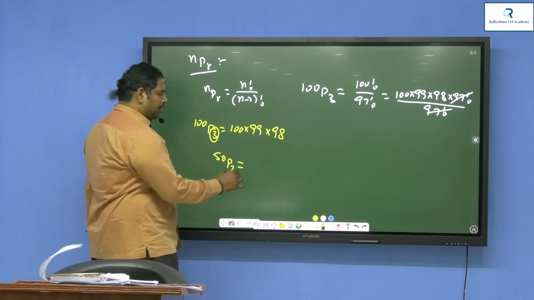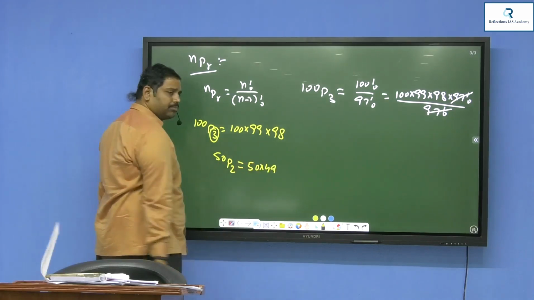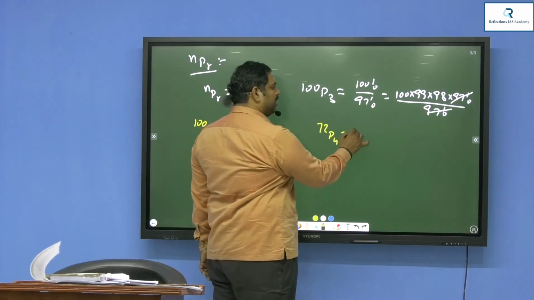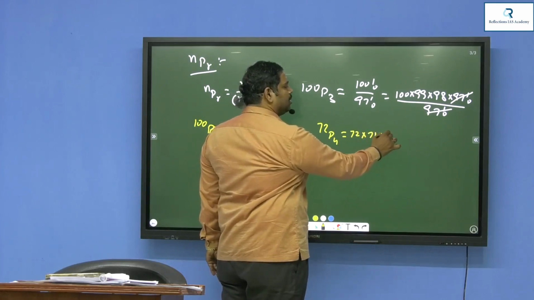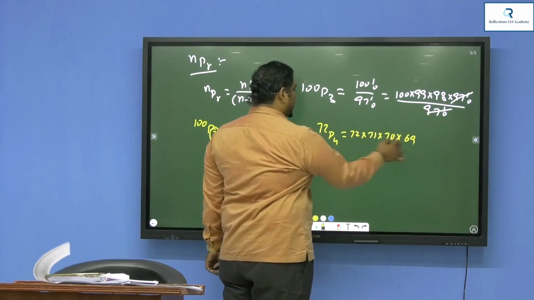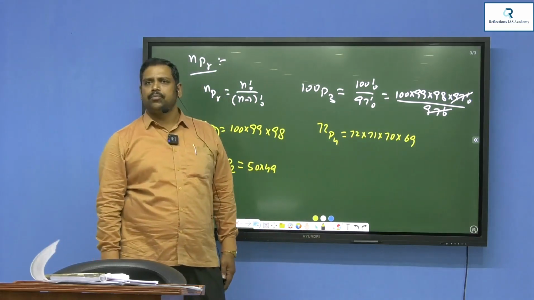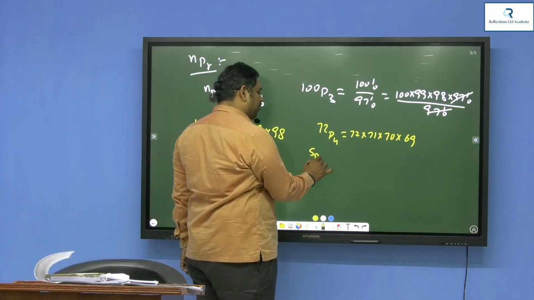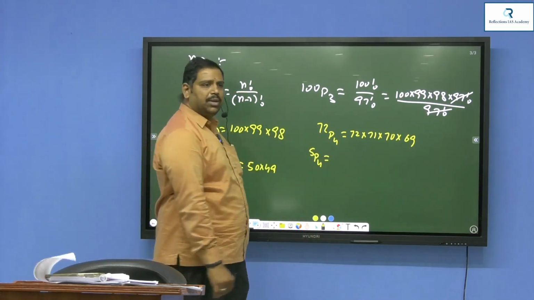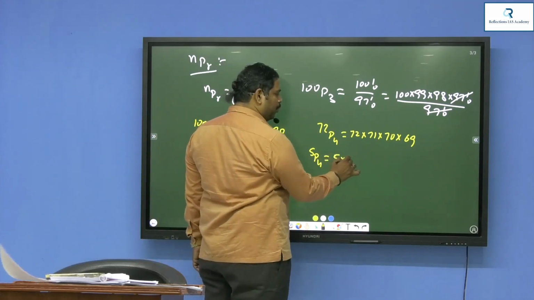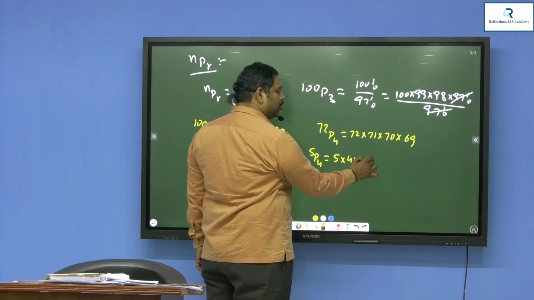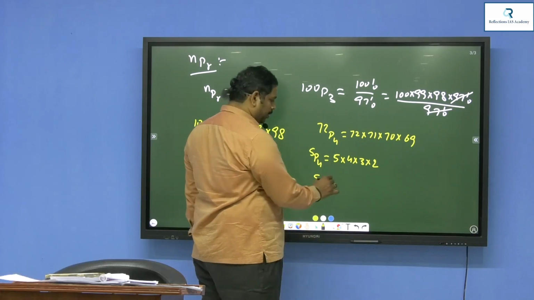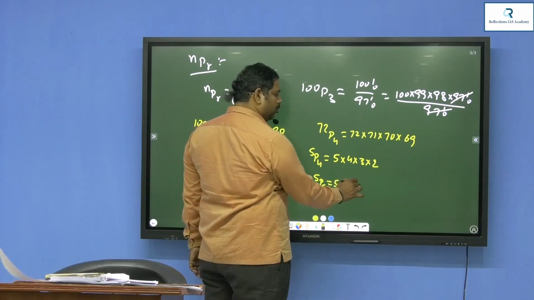Say it loudly. 50 into 49. Okay, how can you write 72 P4? Tell me. 72 into 71 into 70 into 69, because 4 times now completed NPR. The other point we have to know is, what is the value of 5P4? Tell me fast. Come on, speak out. 5 into 4 into 3 into 2. What's the value of 5P5? 5 into 4 into 3 into 2 into 1.